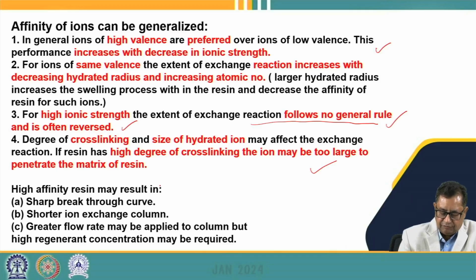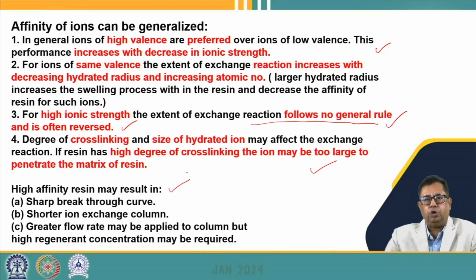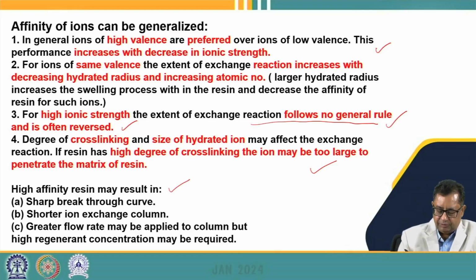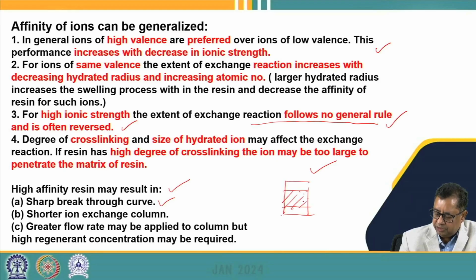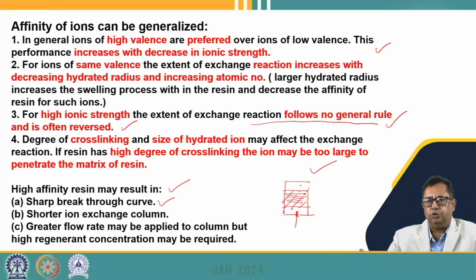If we have a very high affinity resin, for example when we talk of strong acid resins or strong base resins, we can find certain properties. For example, we can have a sharp breakthrough curve. So what does this mean? Let's say we have a resin with a very high affinity for certain ions. Initially, the water which contains the targeted ions will slowly fill or replace the ions on the resin, and until the total exchange capacity of the resin is utilized, nothing comes out. Then suddenly the cations or anions of interest start coming out of the solution.